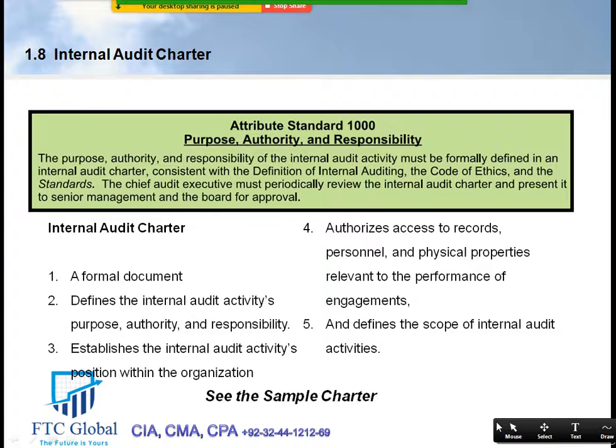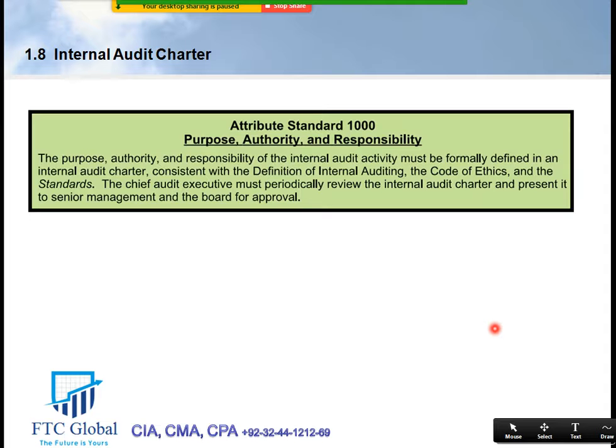Okay, the next unit, the last subunit we have, is the internal audit charter. Internal audit charter, what it is, we will need to know. I'm telling you again and again that you do not need to memorize the standard numbers. You do not need to memorize any standard number. You just need to know what they are. The emphasis is on understanding concepts, not on memorization.